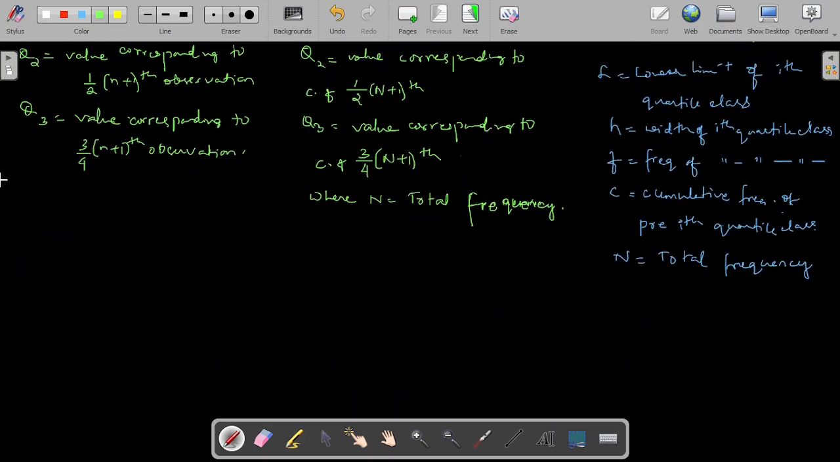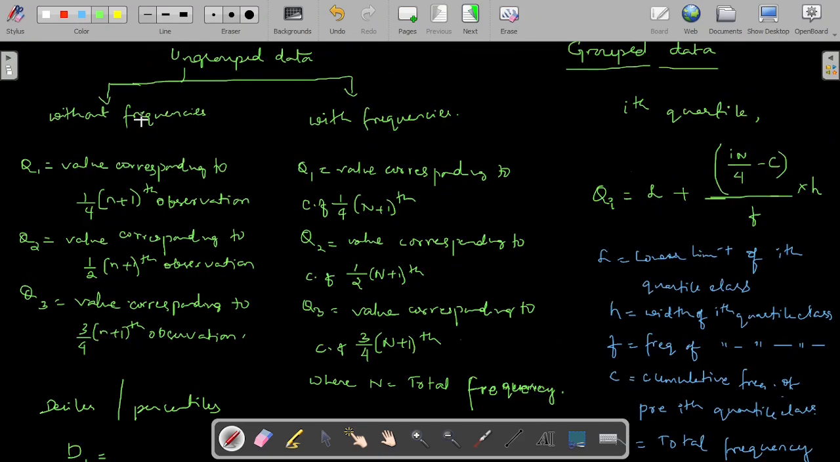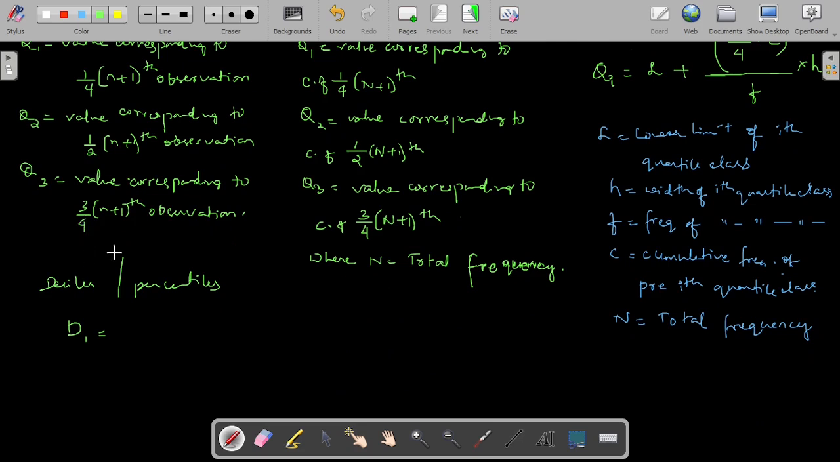Now for deciles and percentiles also same thing. So if you want D1, then it is same as this. For ungrouped data with the frequencies, D1 means here 1 by 10. Instead of 1 by 4 now, you will have 1 by 10 into n plus 1th observation. Similarly, D2 means 2 by 10 into n plus 1th observation. Therefore, in general, Di means i by 10 into n plus 1th observation, because we are dividing into 10 parts.